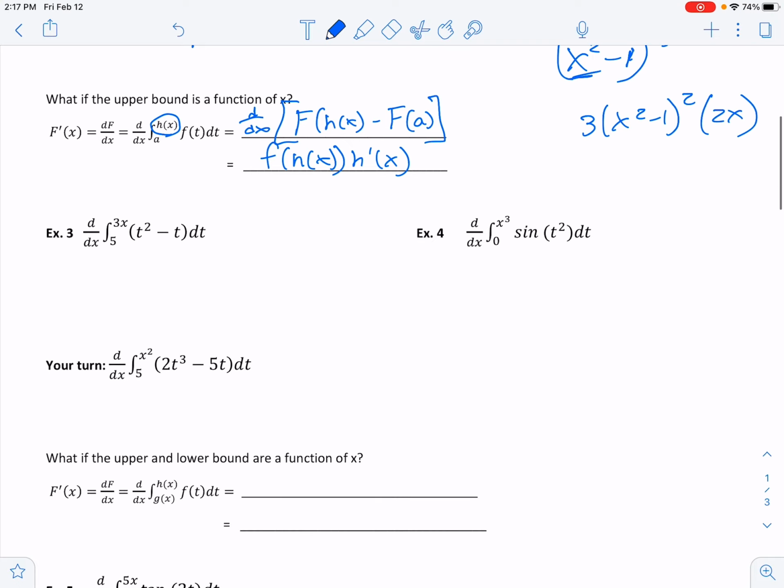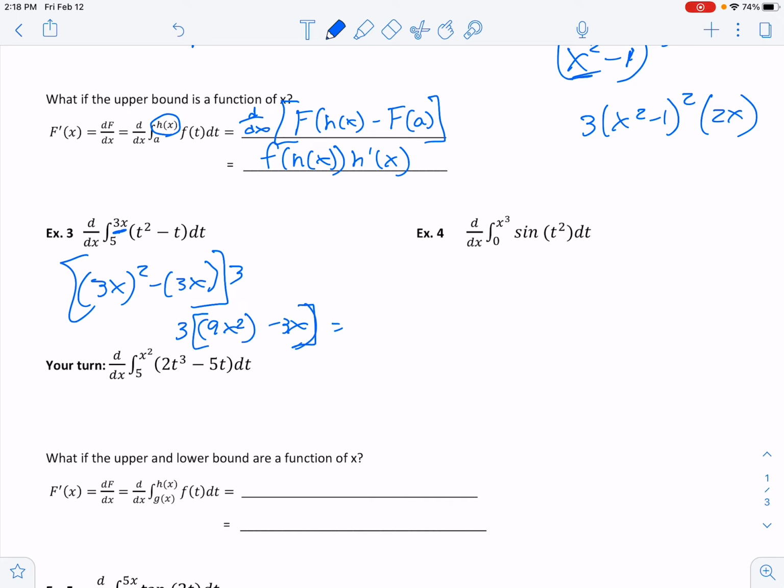Okay, so when I do these problems and this is more than an x, my answer is 3x squared minus 3x times the derivative of that, which is 3. So this ends up being 3 times 9x squared minus 3x, which is, what, 27x squared minus 9x, and that's your answer.